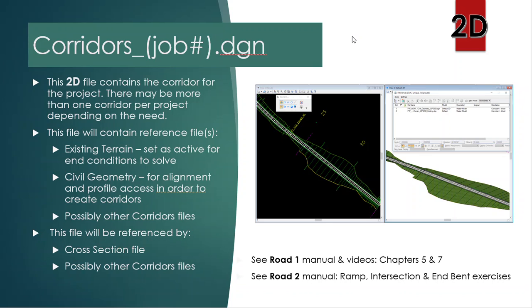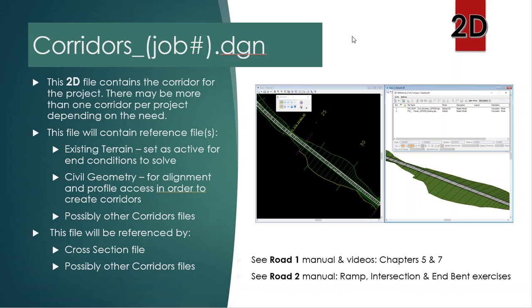Corridors is your meat and potatoes file. This is the one that contains everything. It is a 2D file. This file contains the corridor for the project. There may be more than one corridor per project, depending on the need, and you may have more than one corridors file. It depends on how large your corridors are. This file will contain reference files of existing terrain, and you want to set it as active so the end conditions can solve.